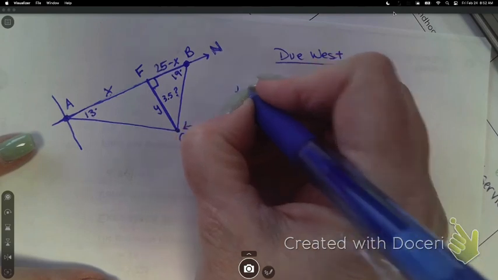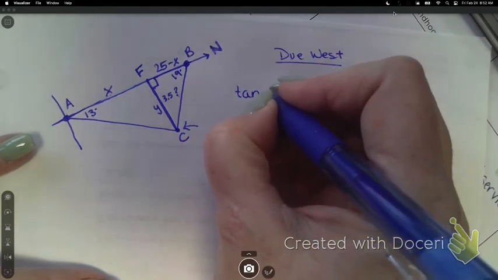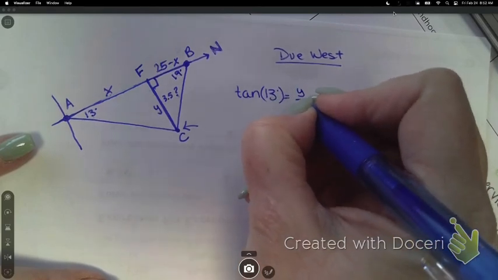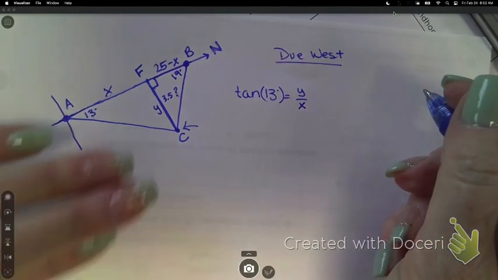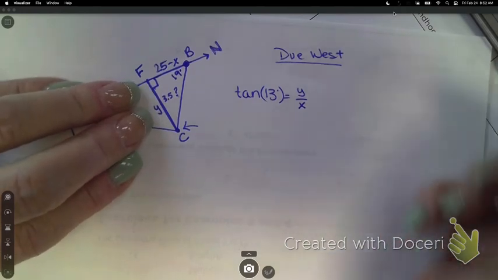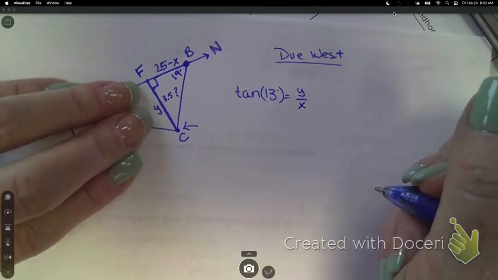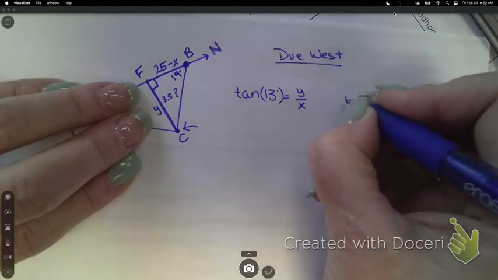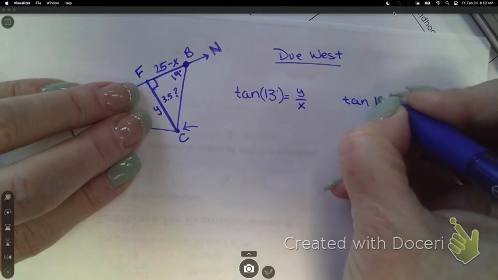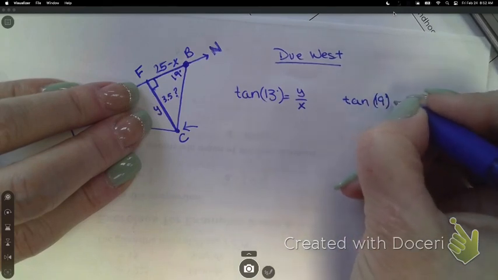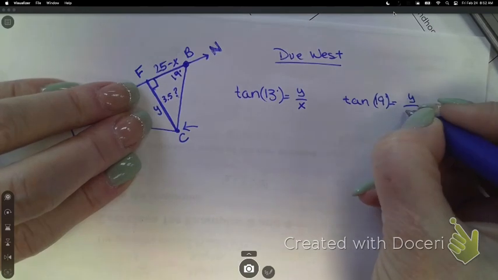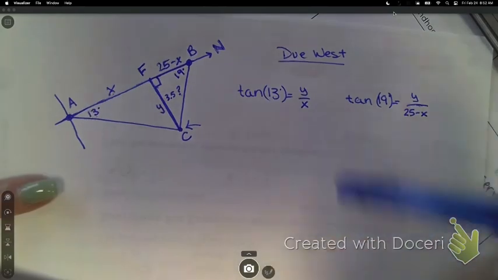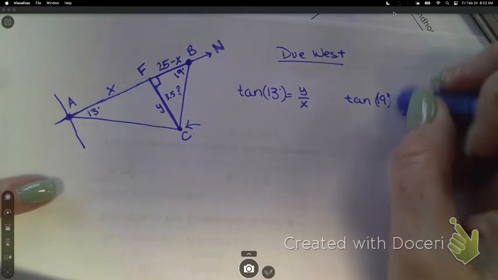Tangent. So tangent of 13 degrees is y over x. Okay, what about the other triangle? Tangent again of 19 equals y over 25 minus x. Yes. Okay, so we ultimately want to know what y is, correct?